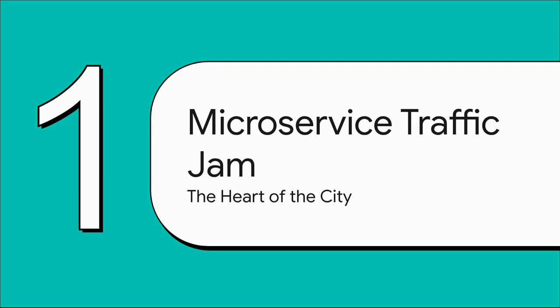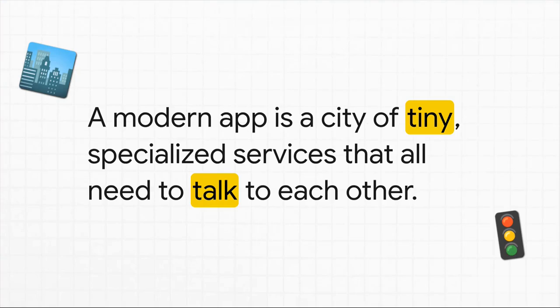All right, let's jump right into our first section, the microservice traffic jam. This is really the heart of the problem, right in the middle of our digital city, where all the complexity and, frankly, all the chaos begins. You see, a modern app isn't one giant building anymore. Nope. It's more like a sprawling city made up of hundreds, sometimes thousands, of tiny, independent services.